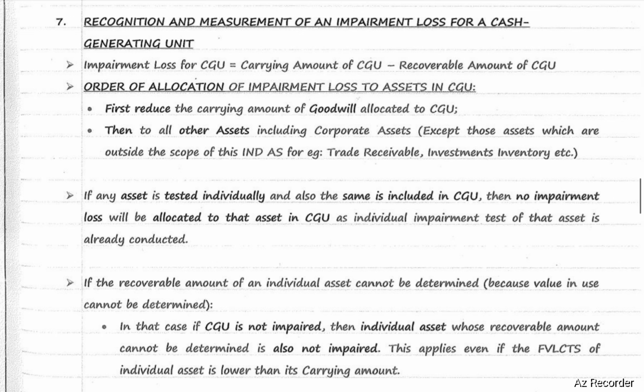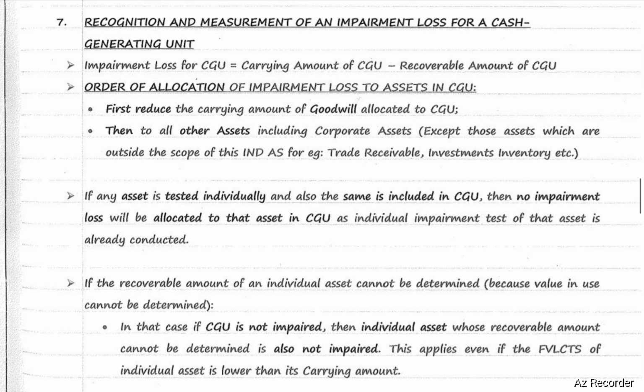First, reduce the carrying amount of goodwill allocated to CGU, then to all other assets, including corporate assets, except those assets which are outside the scope of this Ind AS. For example, trade receivables, investments, inventory, etc.